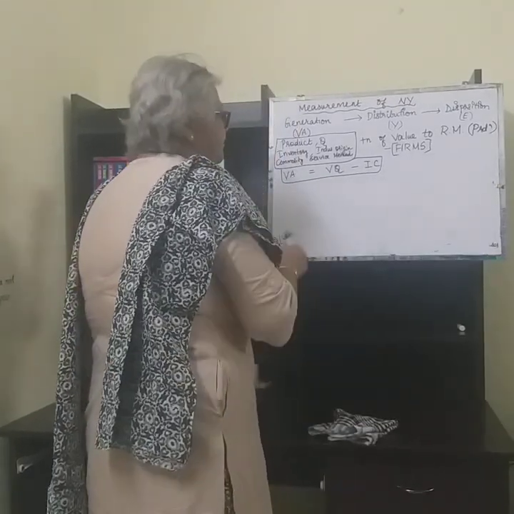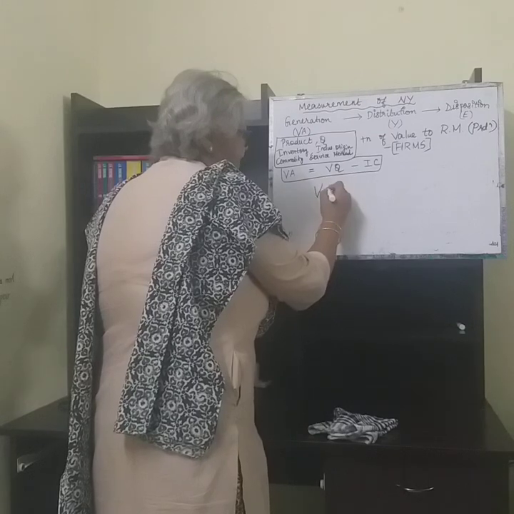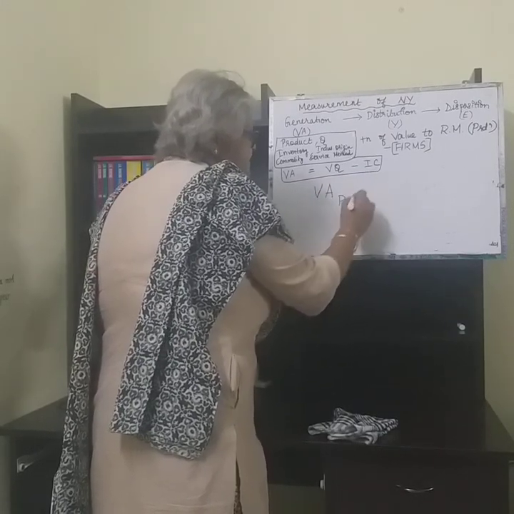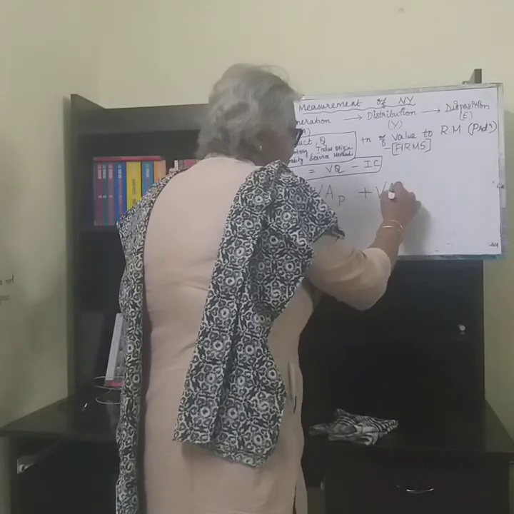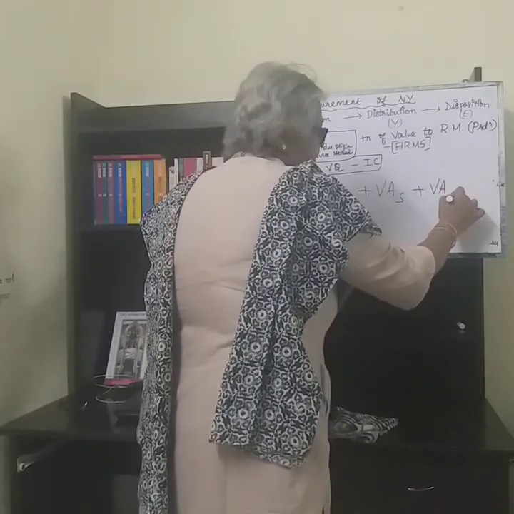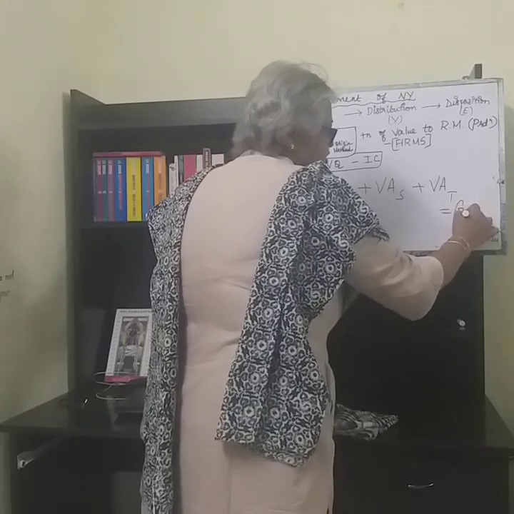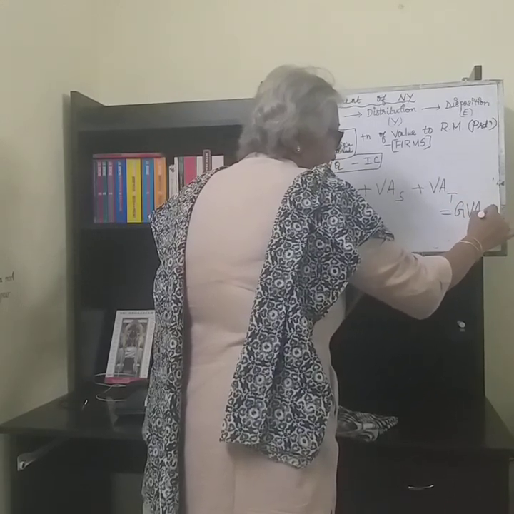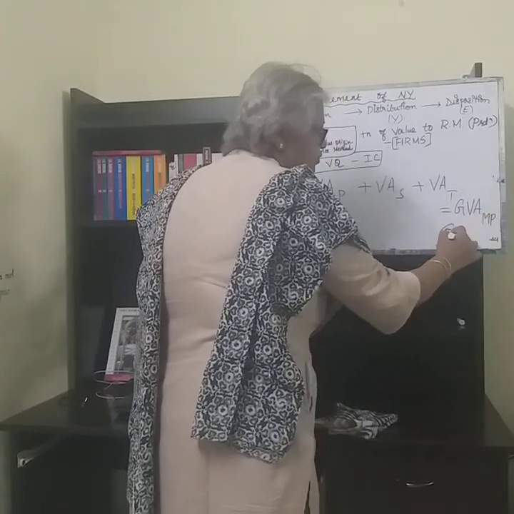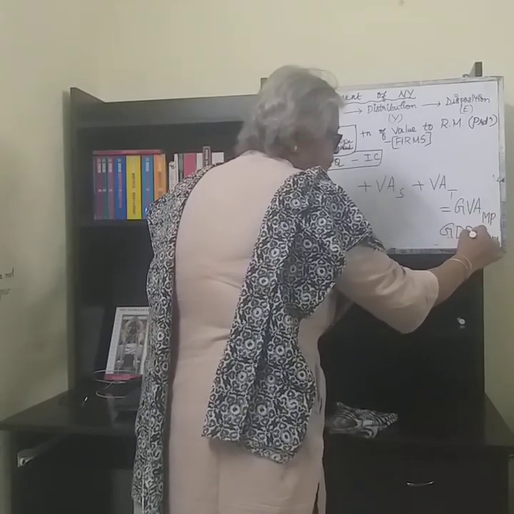So, value added by the primary sector plus value added of the secondary plus the value added by the tertiary will give you the gross value added at market price, or that would give you the GDP-MP.